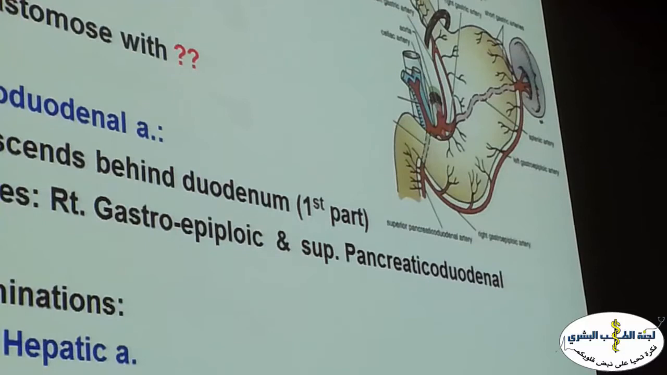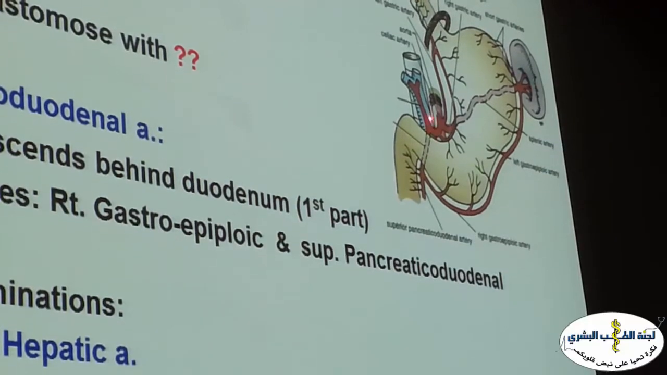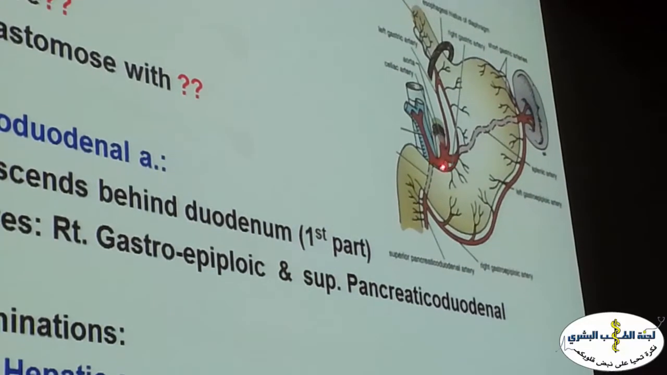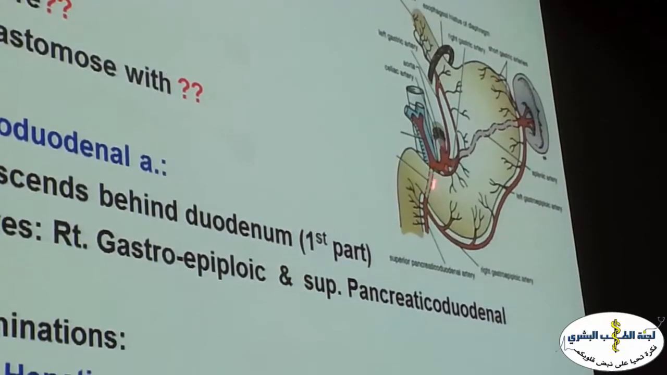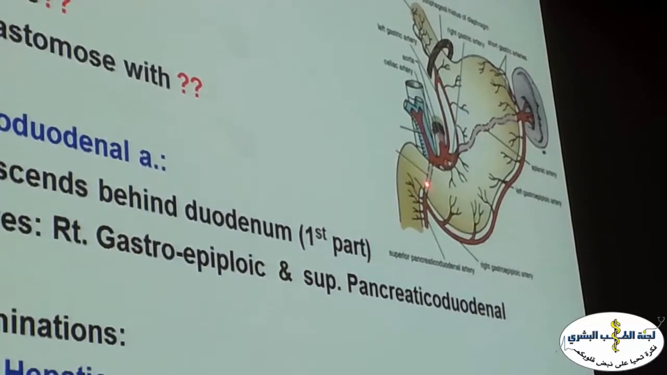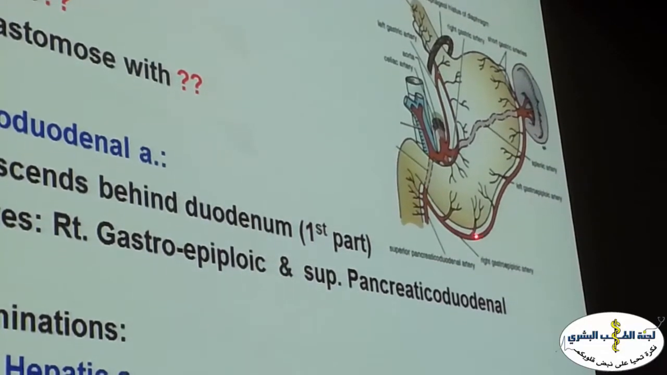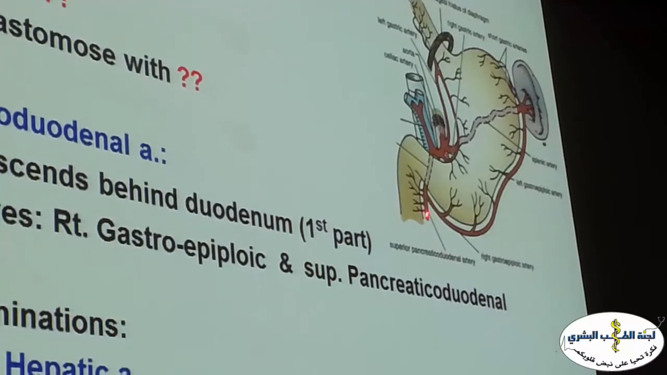Where does it come from? Superior mesenteric. From the superior mesenteric, because it's a midgut. Okay? So now, common hepatic first will give the right gastric. Continue to give gastroduodenal. The gastroduodenal will descend behind the first part of the duodenum, and below the duodenum now, the first part, of course, will divide into the right gastroepiploic and the superior pancreatic duodenal.